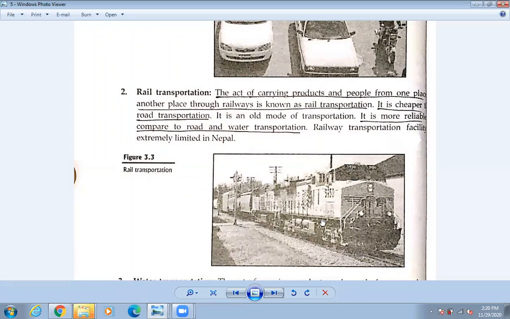And it is the fastest means of transportation also. 200 km per hour is not a small thing. Okay, so that is 3 times more than the normal speed of your bike. Your parents drive at 60 km per hour, okay. That means with 200 km per hour you can reach from Kakarbitta to Mahendra Nagar within 6 or 7 hours. From one part of Nepal to the other part, you can reach within 6 to 7 hours.